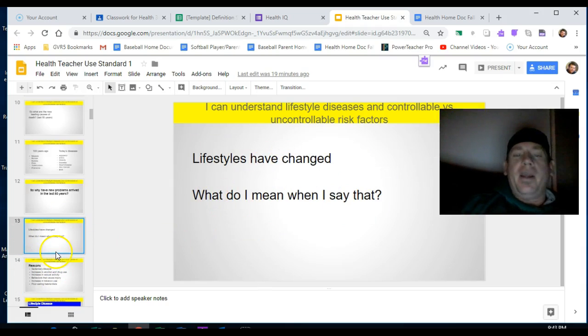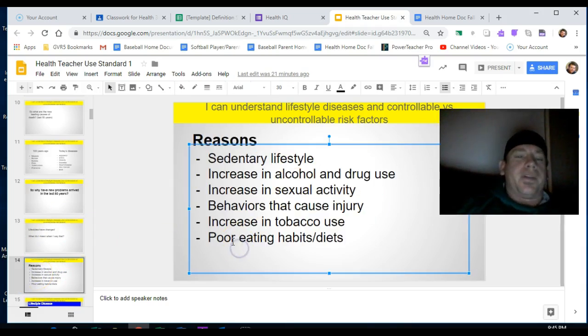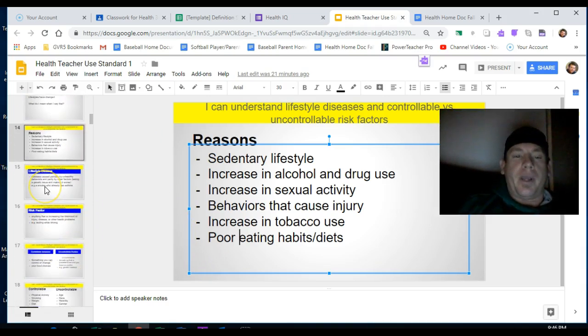What I mean when I say that, it's really the choices in a sense that people are making. So on this slide here, I've really got the reasons breaking down what's going on. These are lifestyle choices that I have listed on here. These are things that are in your control and things that people are doing to increase the leading causes of death today. And we'll get into what specifically those are. There's a couple of different age ranges that we're going to look at.